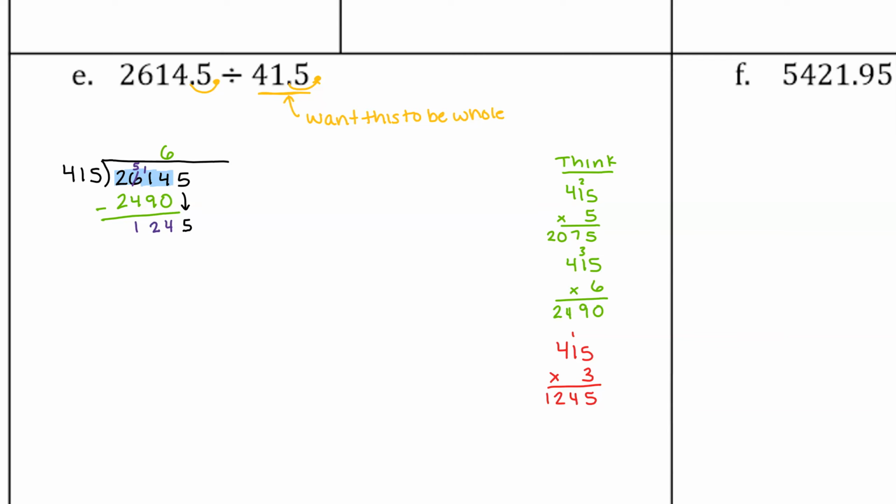So 1245, and I multiplied by 3, and when I do my subtraction, I get 0. And when your subtraction leads to a 0 and you have no other digits, you can stop. So that's kind of cool. This one started out with 2 decimals, right? 2,614.5 divided by 41.5. And it came out to a nice whole number, 63.